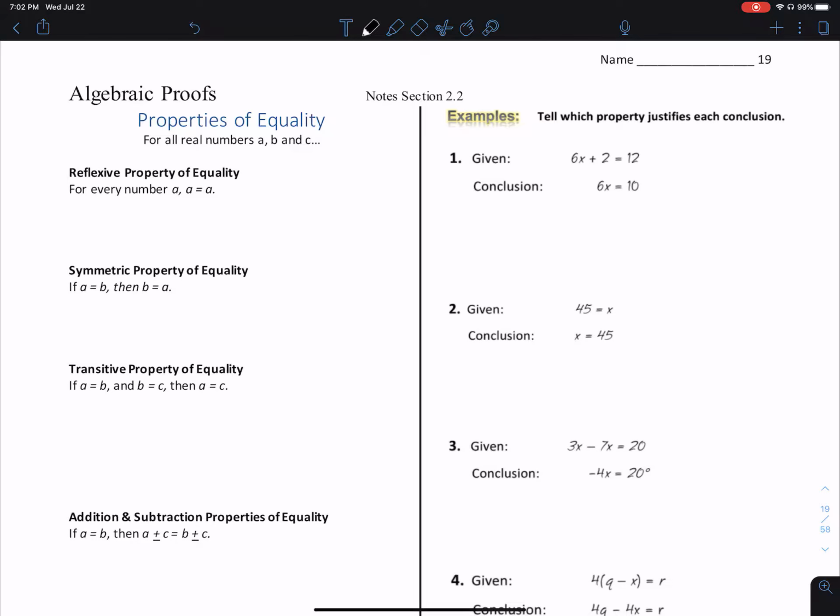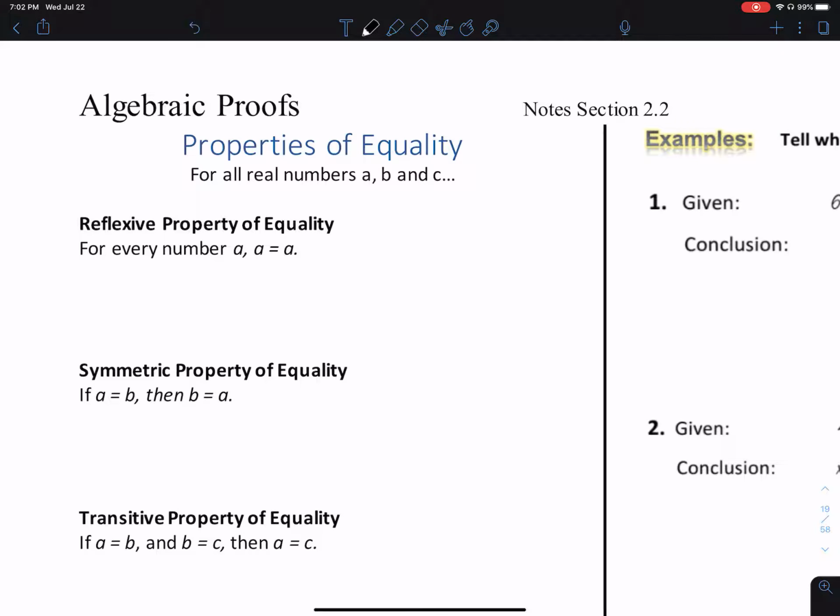Now, first of all, a property of equality just means it's a property that works when you have an equation. It also says for all real numbers a, b, and c, because you're going to be using a's, b's, and c's in these properties. So as long as you're using real numbers, and at this point in your life, you've probably only studied real numbers, these properties for equations will be true.